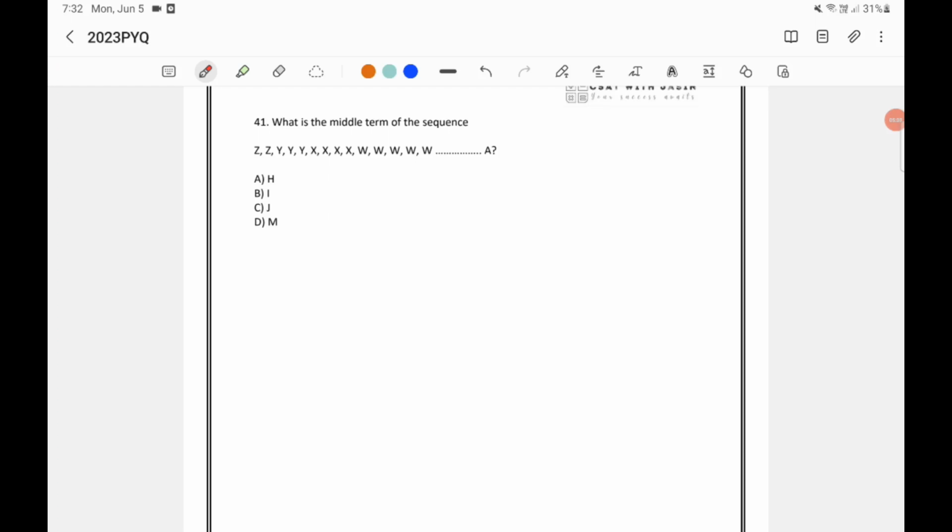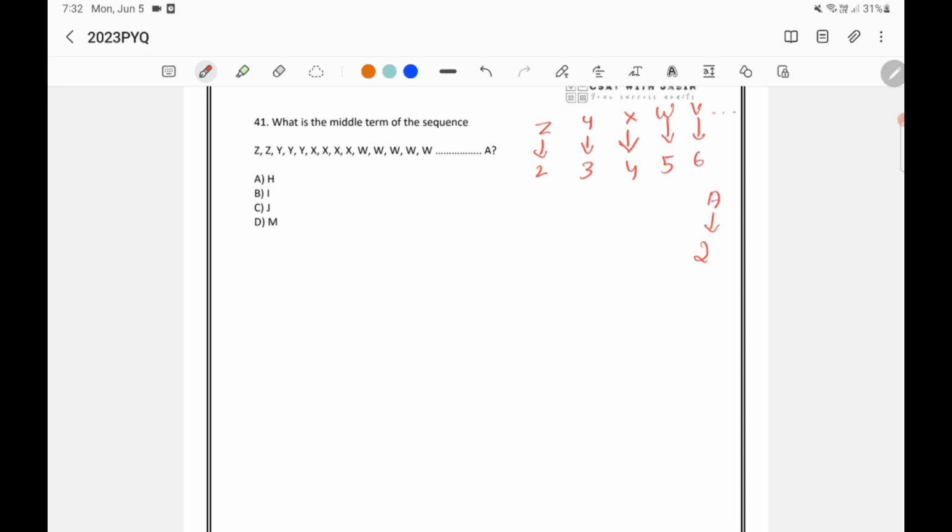What is the middle term in the sequence z z y y y x x x x and so on? So z is coming 2 times, then y is coming 3 times, x is coming 4 times, right? w will be coming 5 times and v will be coming 6 times and so on. Finally, how many times will a come?